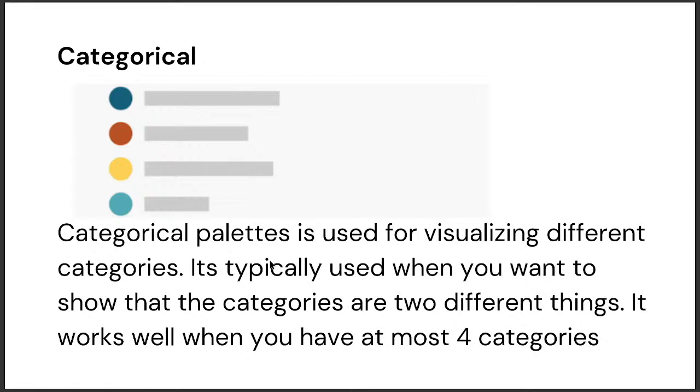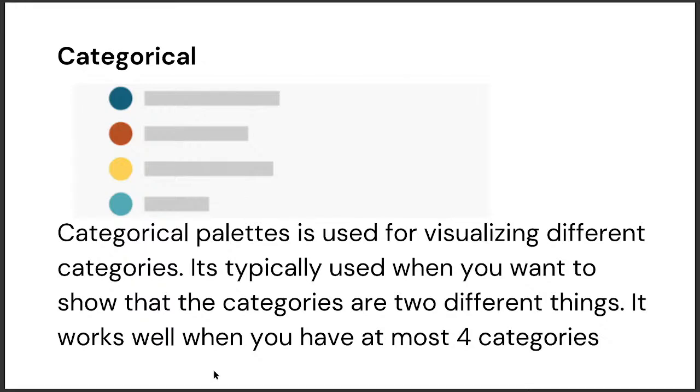Now, where this categorical palette has a limitation is, it only works well when you have at most four categories of data. If you have a lot of categories, you're going to be using different colors and your dashboard is going to end up looking like what we call a rainbow dashboard. It's going to be full of so many colors that your audience is not going to be able to interpret anything. It's like an information overload, too many colors.